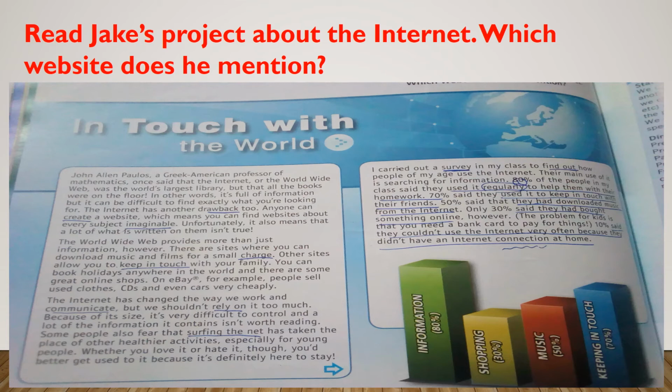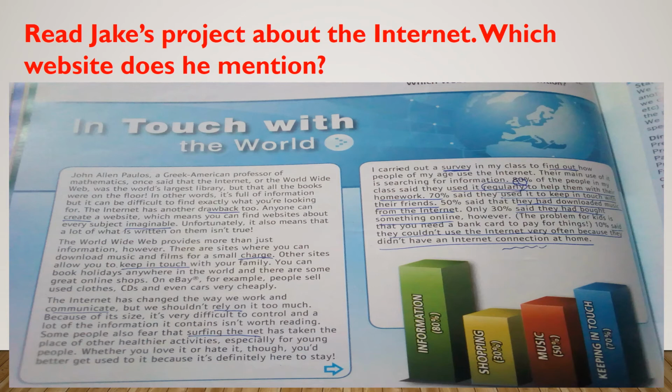So here the author, Jake, is talking about the advantages of the internet. He started with the disadvantages. He said that anyone can create a website. This is why you can't trust anything you read online, and you can't find what you're looking for because the internet is full of information. But now he's talking about the advantages, which are that you can download music and films for a small charge. You can keep in touch with your family using the internet. You can book holidays anywhere in the world without having to go to the travel agency, for example. And you can buy things online at a very cheap price, for example, on eBay.